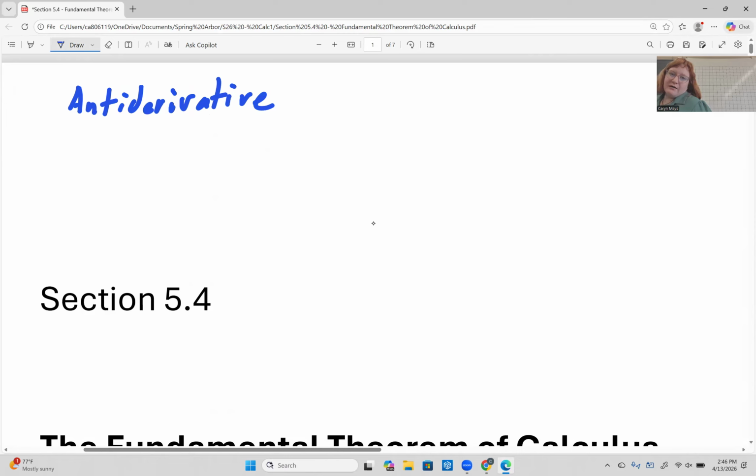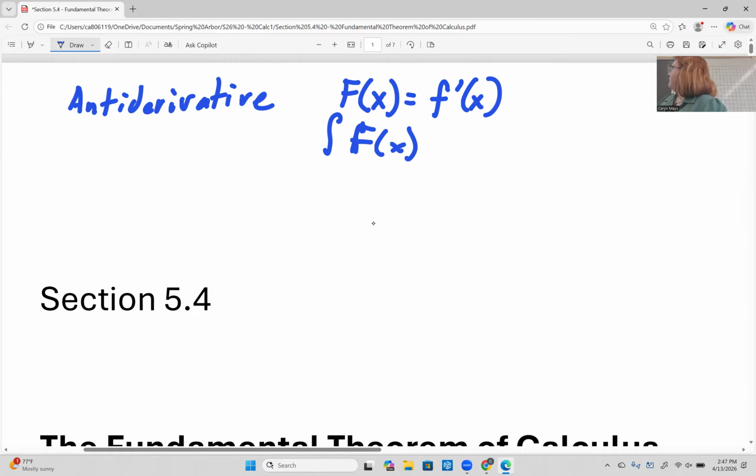So say capital F of x is the, say, derivative of f of x. The integral was finding, if I then want to find that antiderivative of capital F, it would be the function plus c. So we talked about that in 5.1.